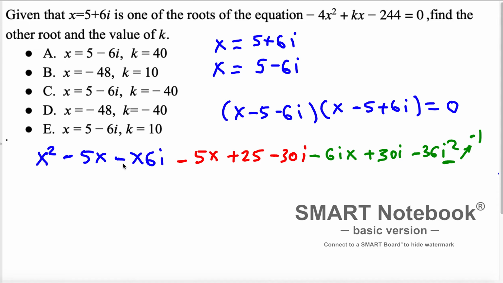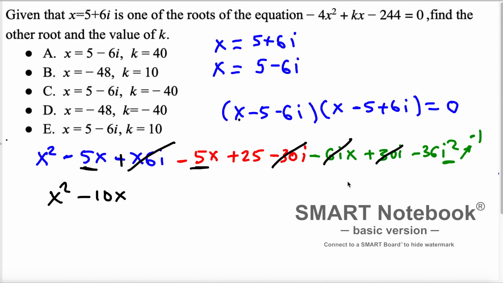So let's see what we can simplify now. In fact, this was a plus, because x times plus 6i is a plus 6ix. It was a mistake. And this plus 6ix with the minus 6ix is going to cancel. The minus 30i and plus 30i also cancel. So what remains is just the real part of the complex number. We have x squared, and minus 5x minus 5x is minus 10x.